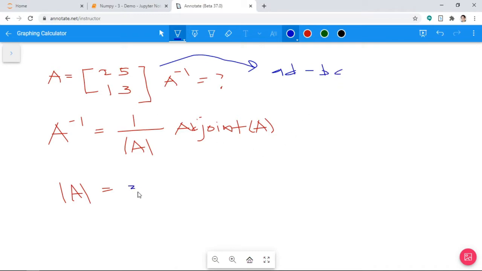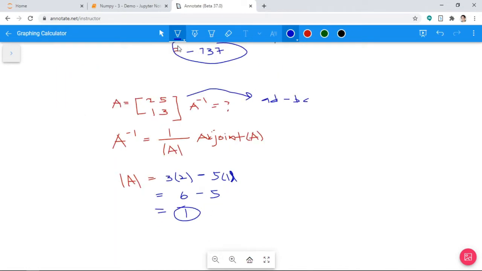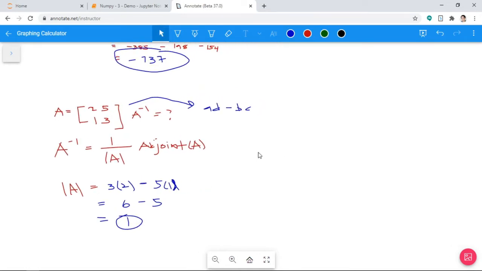So this one is 3 times 2 minus 1 times 5 is 5. Let me write this one. So that's 5 times 1. So this is 6 minus 5. So our determinant will be 1. We'll be using this here. So how do you compute the adjoint? Let's use the cofactor method.